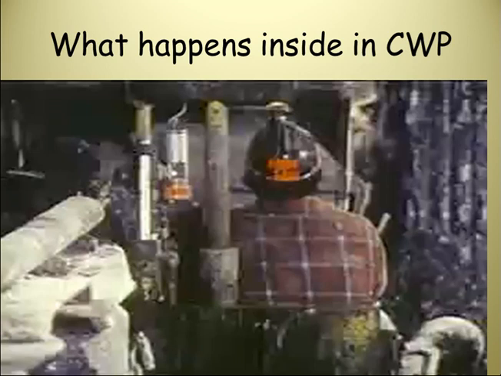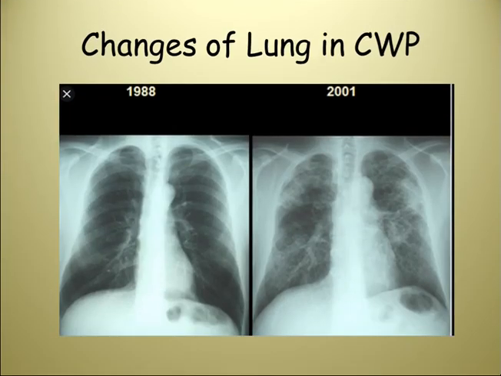So now we should be looking into a chest radiograph and trying to compare the radiographs. See, in 1988 the lung has been imaged, and this man has been working in a coal mine. So after working for a few years, in 2001, that same person's lung has been imaged. Now let us have a look at the developments of this lung. You see the black areas are much more predominant.